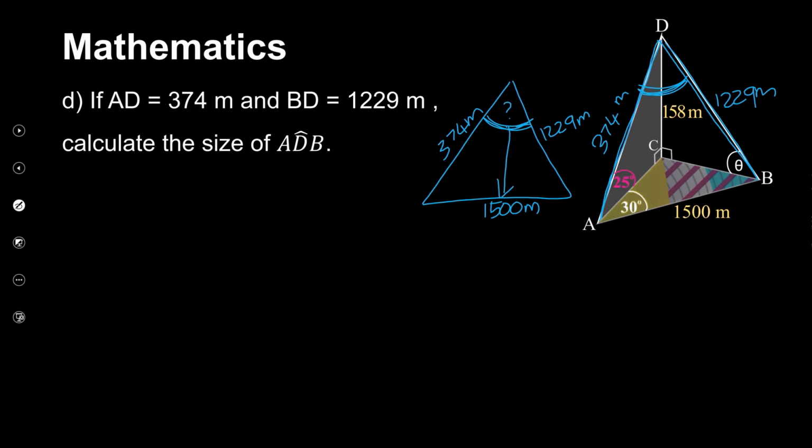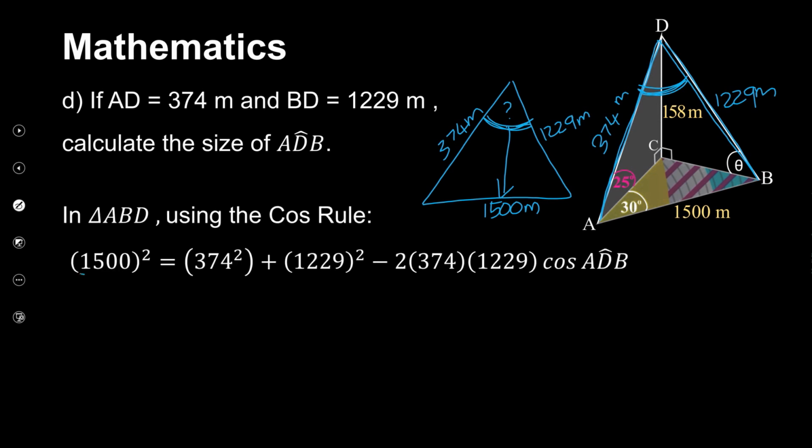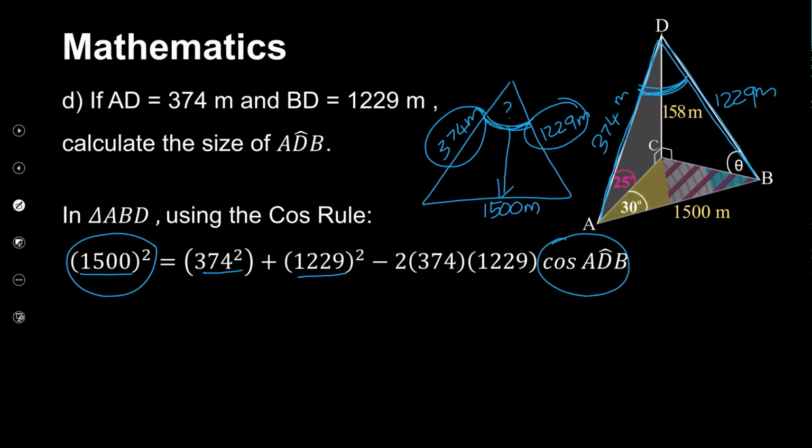So our equation for cos rule is going to start off with 1,500 meters squared equals that squared plus that squared, so 374 squared plus 1,229 squared minus 2 times 374 times 1,229 times cos ADB. Remember, because we started off with 1,500, we end up with the angle across it, and the angle across it is the angle we're looking to find. So the first problem again is to rearrange this.